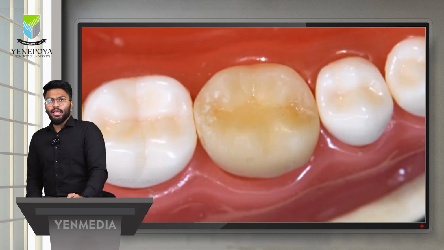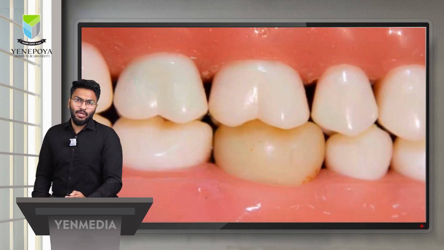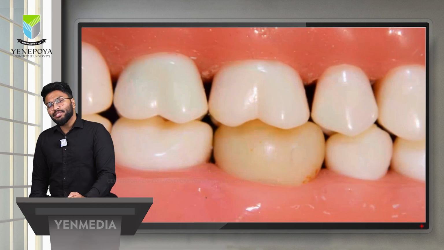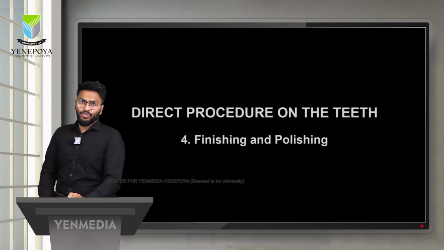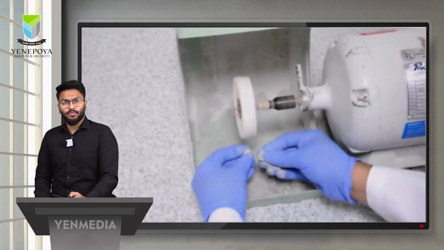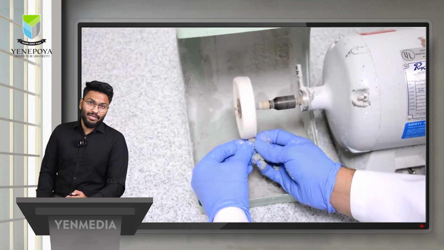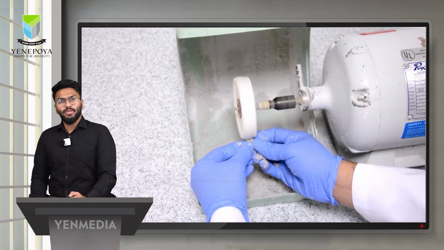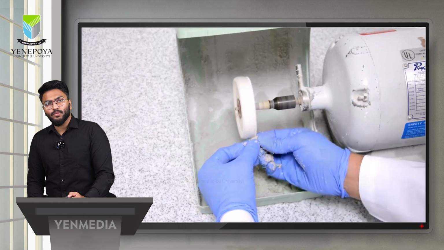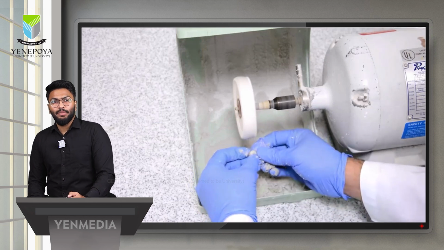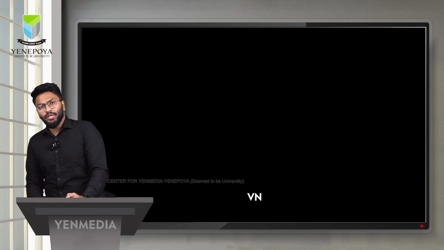Once that is done, the next step will be your polishing. Once the trimming is done and the occlusion is corrected, the next step is to do the finishing and polishing on the provisional tooth. Here you can see, just like how normal acrylic resin is polished, you are using pumice and a buff to do the polishing. As I was saying, this is a very important step to avoid any kind of plaque accumulation on the tooth.